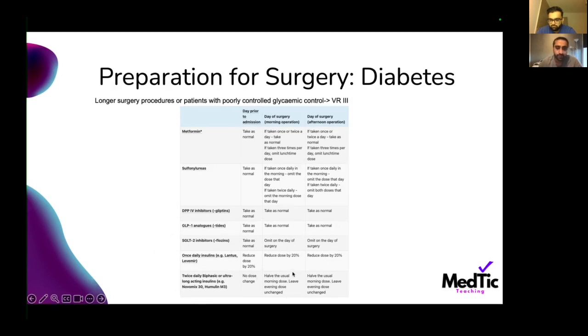Not the day before, but on the day you omit them, and then I think the day after you continue them. That's from my understanding. And then these mixed ones like Humulin 3, you don't do anything the day before. You halve the morning dose on the day of surgery and the day after surgery. So it's just a few rules to remember.